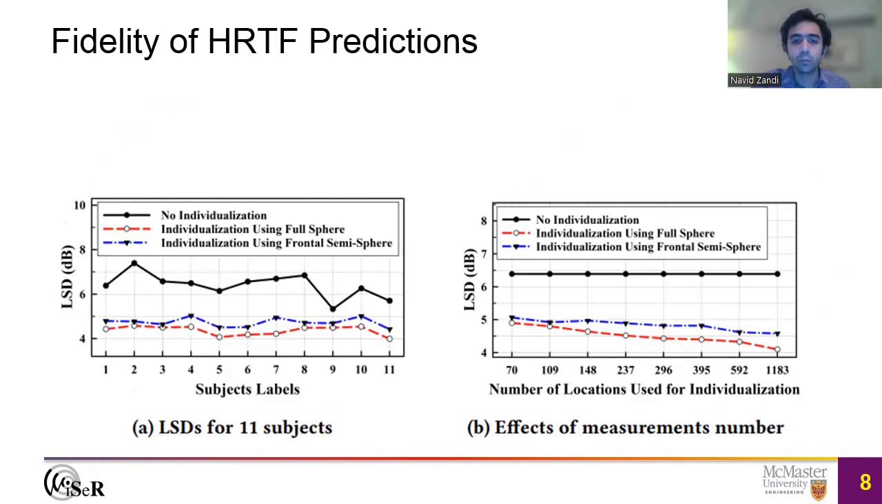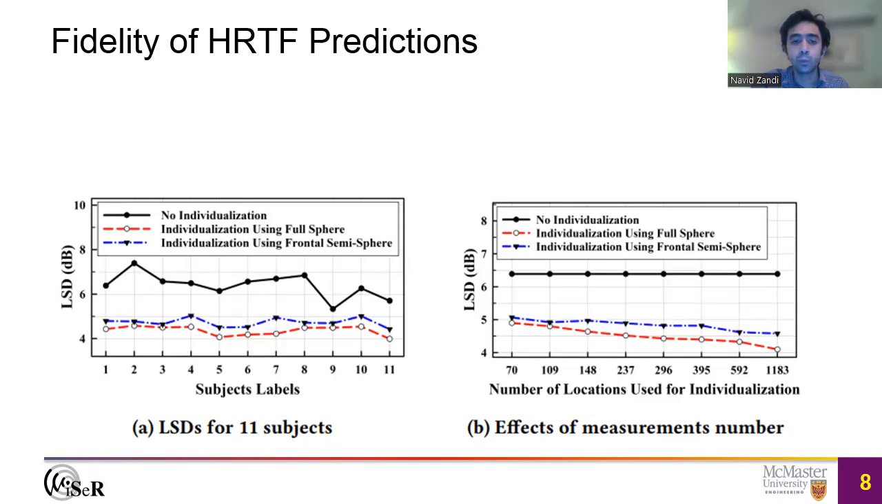Our proposed neural network model is used to estimate the HRTF of 11 different subjects from the ITA dataset. In figure A, you can see the error in the red line, which is lower compared to a non-individualized model shown in black line. We show the time efficiency of our model. In figure B, you can see the effect of the number of sparse locations used for HRTF estimation. As you can see, with as low as 70 measured locations from a user, the model can estimate their HRTF with a lower error compared to the non-individualized model.